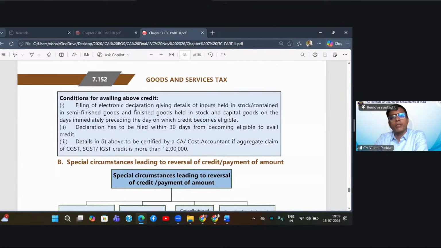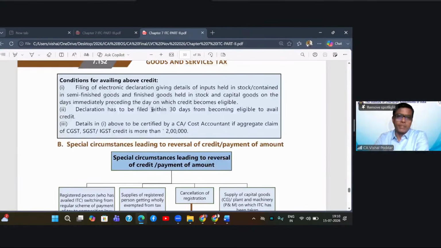Next, conditions for availing above ITC. You have to file an electronic declaration in which you will give details of the stock of inputs, and wherever applicable, stock of capital goods. So the first thing that you have to do to get the above credit is give a declaration of your stock statement online. This declaration has to be given within 30 days from the day when you do the switching and become eligible to ITC.